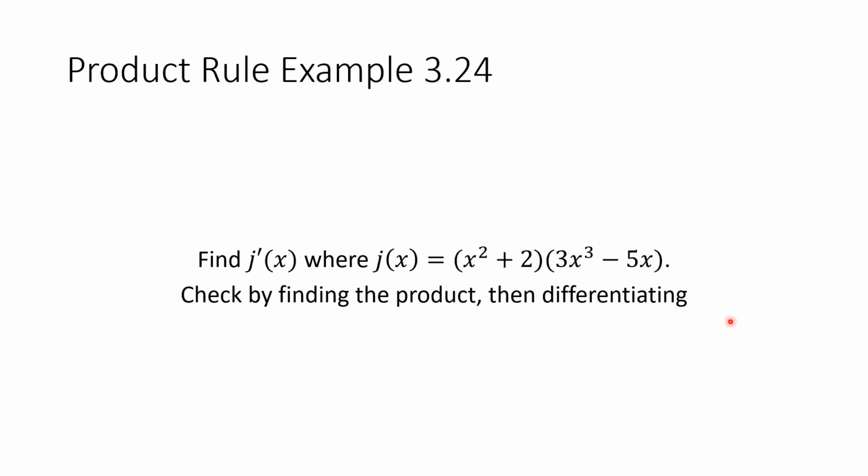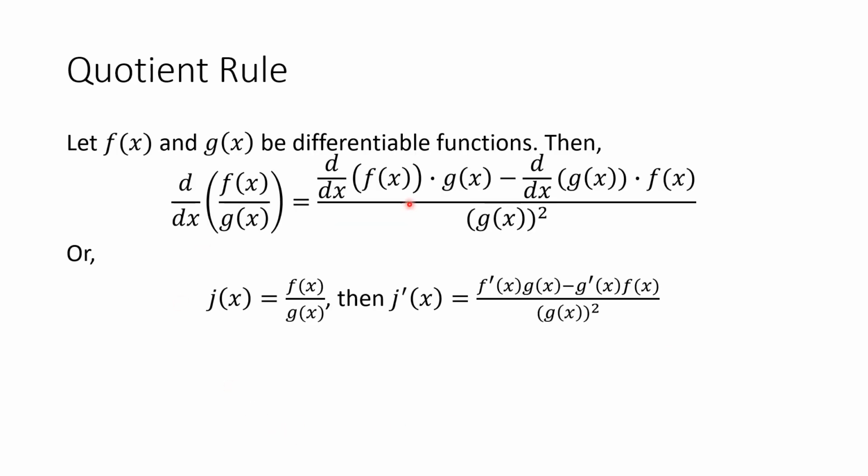All right, now that we're back from working that problem, we get to move on to our last rule. This is our quotient rule. This says we let f of x and g of x be differentiable functions, right? Just like the last one. Then the derivative of the quotient of the two functions, so f of x divided by g of x, is equal to the derivative of the top times the bottom minus the derivative of the bottom times the top over the bottom squared. The way that I like to remember this is that it's low d high.